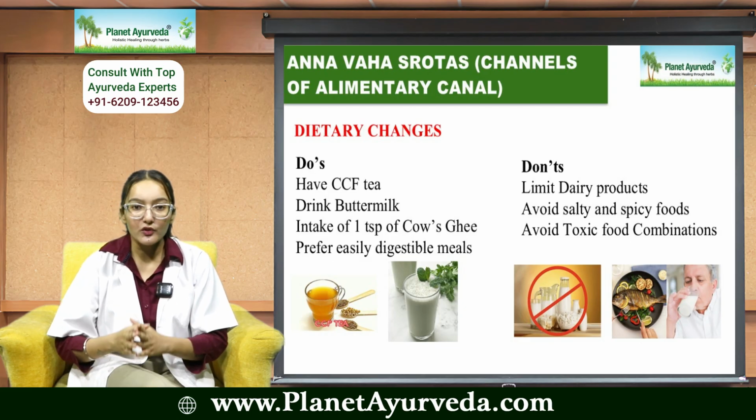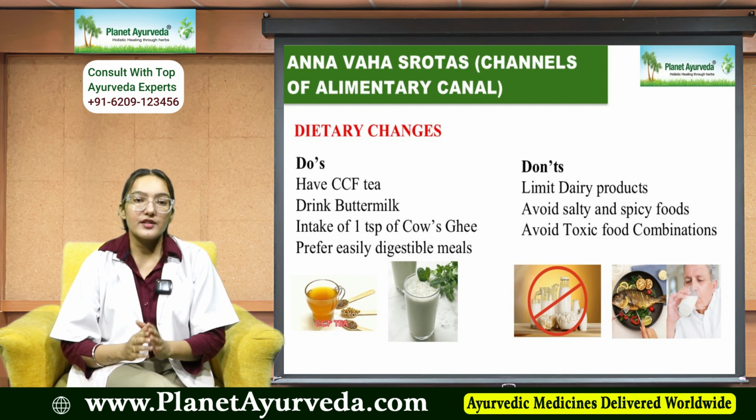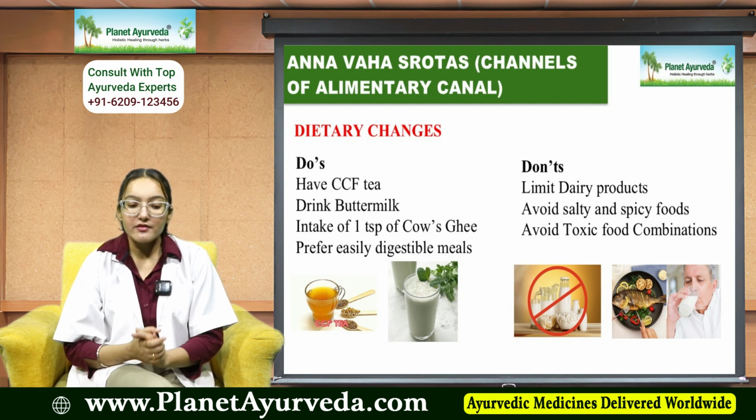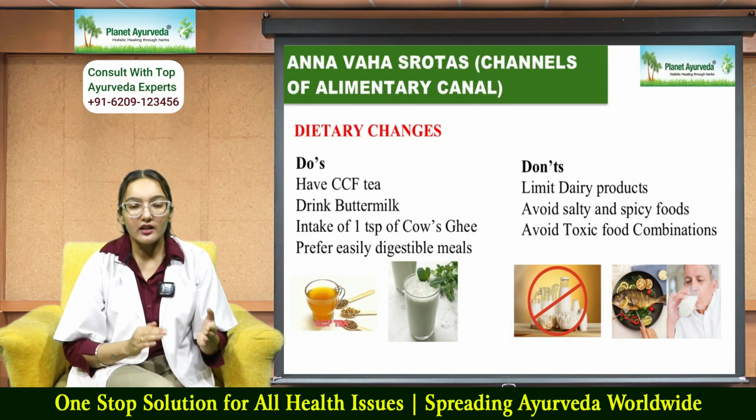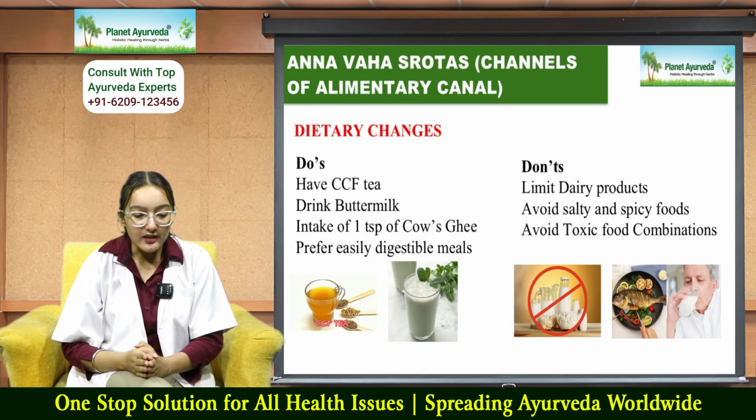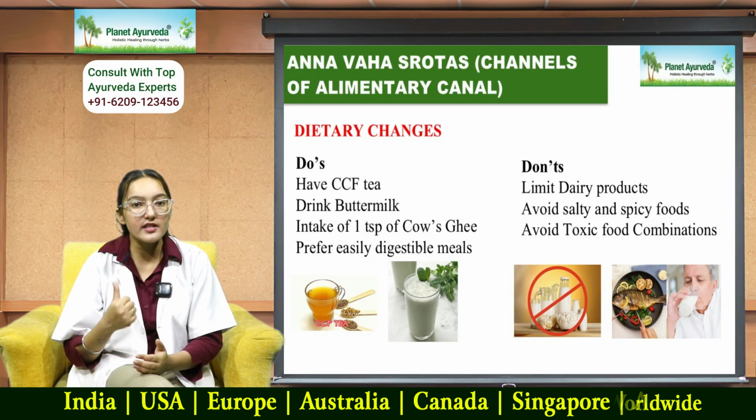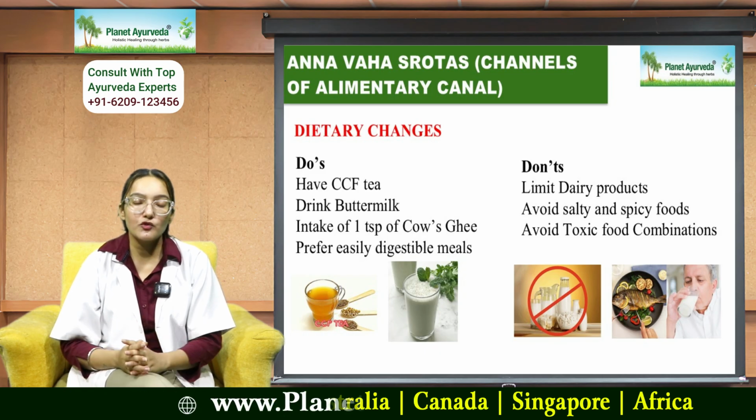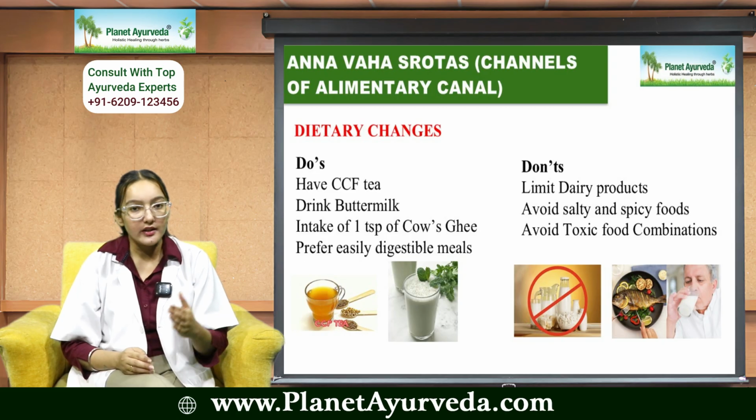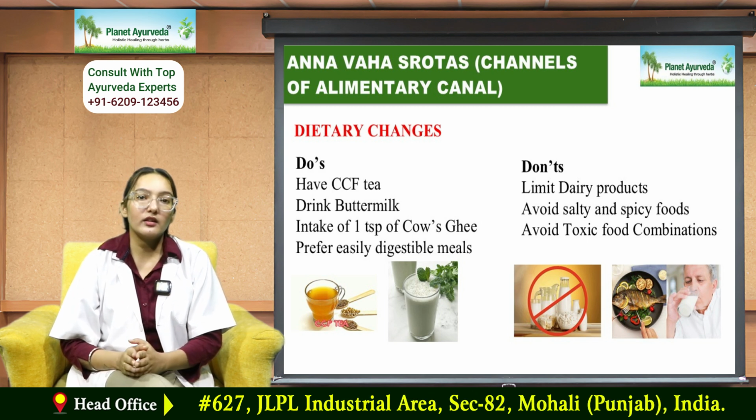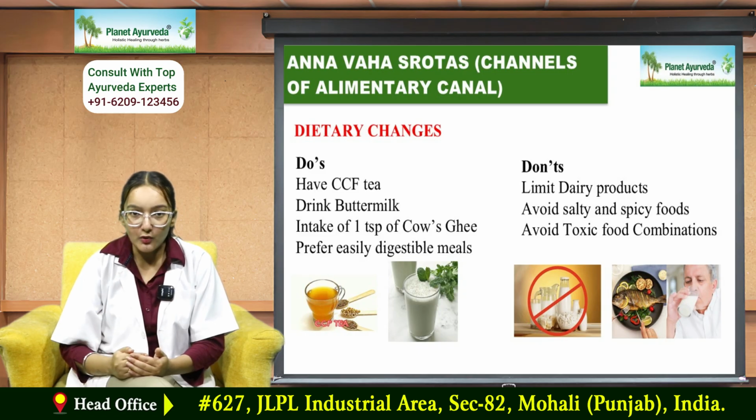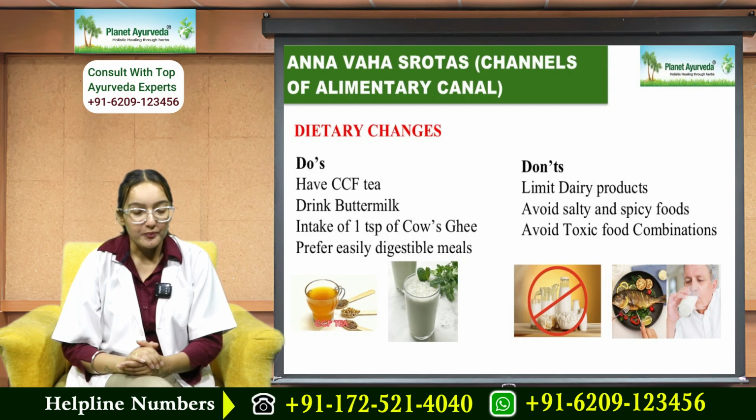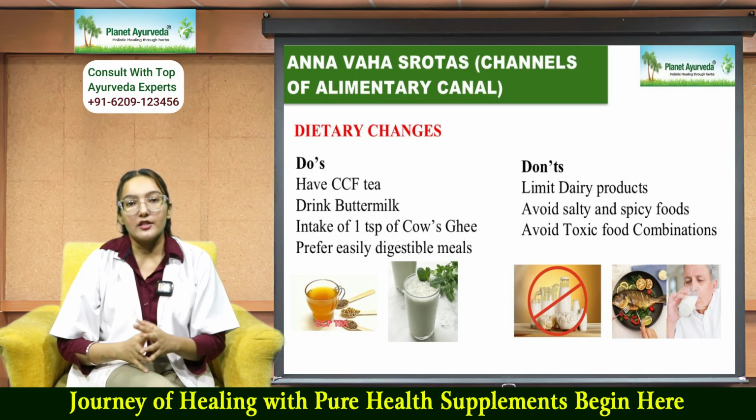So we have to decide the diet of the person as per the state of the digestive fire. Here some dietary changes are listed that one must take or avoid in case of vitiated channels of the alimentary canal. One can have CCF tea, a tea made of coriander, cumin and fennel seeds. To make this tea, take half a teaspoon of each of these seeds, soak them overnight in 3 cups of water, and early in the morning boil it down to 1 cup, and have it when it becomes lukewarm. This tea is really very good for digestion, so one can also take it to keep their digestion good.